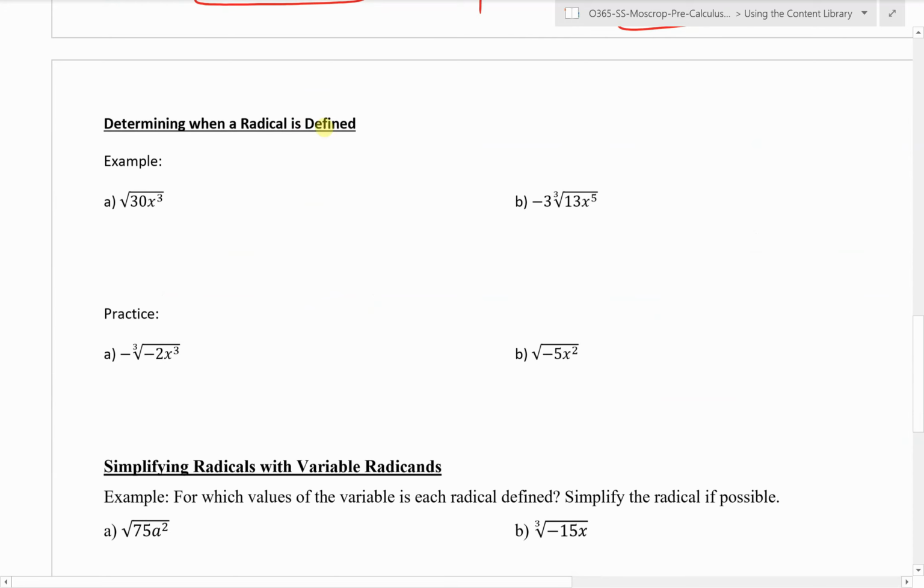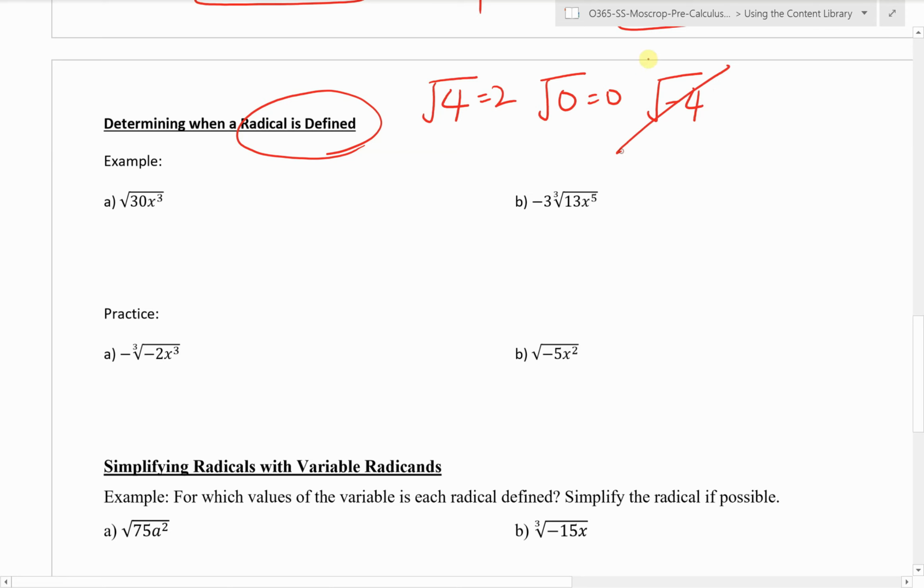So what does that mean, a radical is defined? What you need to think about is, for example, can I put this into a calculator and is that going to work? Yes, that's going to be fine. Is that going to be okay if you put that into a calculator? Yes, this is going to be okay because that's a 2, that's a 0, that's fine. But what if we put a negative sign inside the square root? Is that going to work? No, this is not going to work.